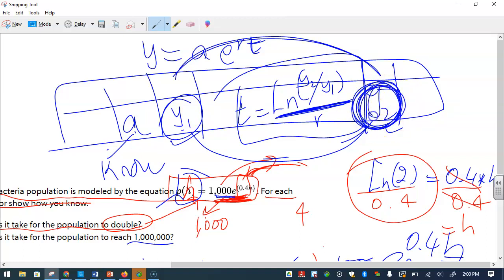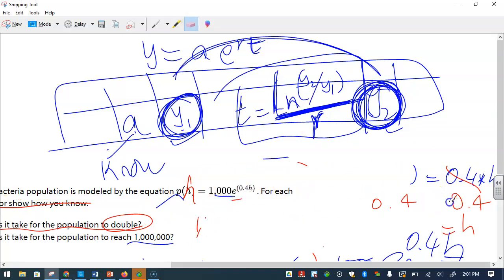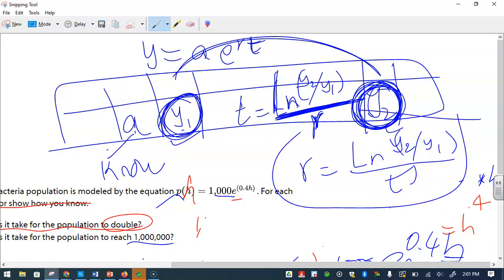You divide the output, the second one, by the first one, take the logarithm of that, ln, and then everything divided by r. Or it could be the other way around if you want to know r. If they ask you what is the growth rate every year, then this same formula changes to y2 divided by y1 and just divide by t. That's it. And you know the growth rate.